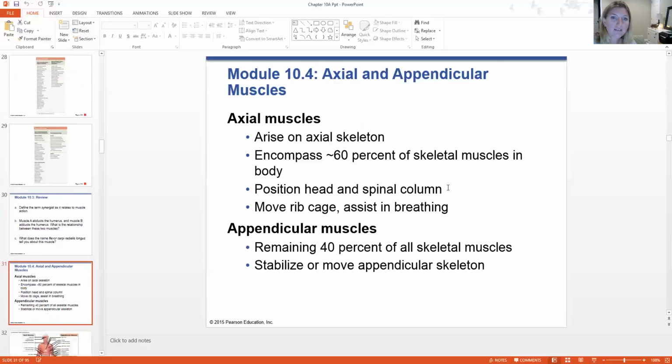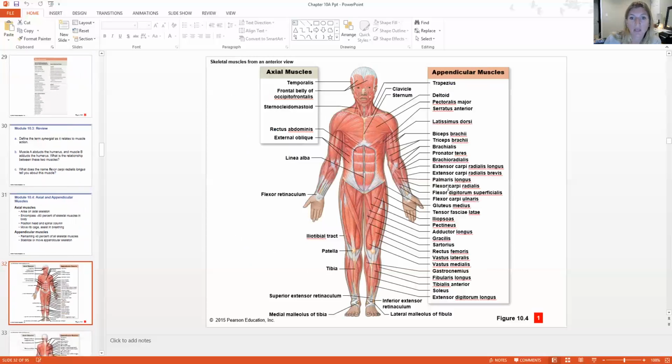Let's talk about our axial muscles. Our axial muscles arise on the axial skeleton, so this is the majority of our skeletal muscles. They position the head, the spinal column. They also assist in breathing by moving the rib cage. Our appendicular muscles are the other 40%. These are stabilizing or moving a particular limb or appendage. Here are most of them, axial muscles and appendicular muscles.